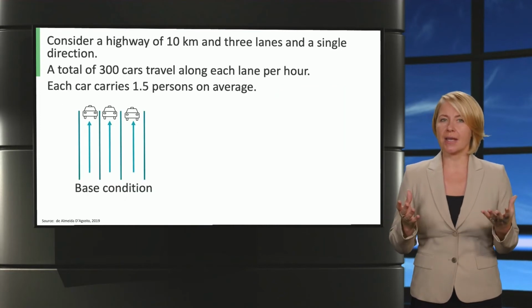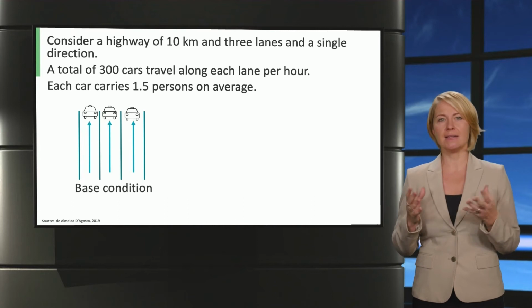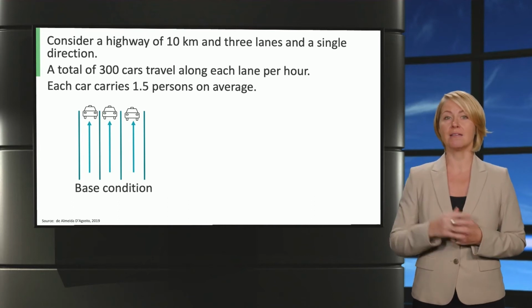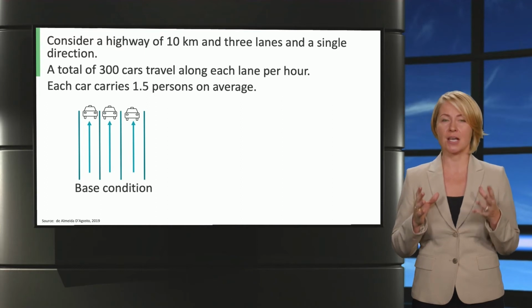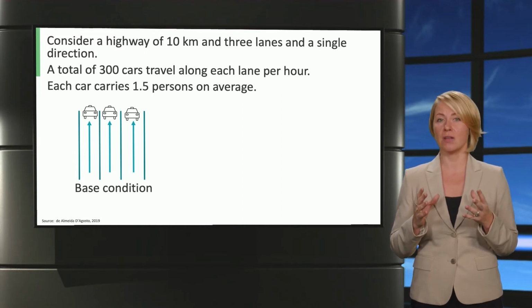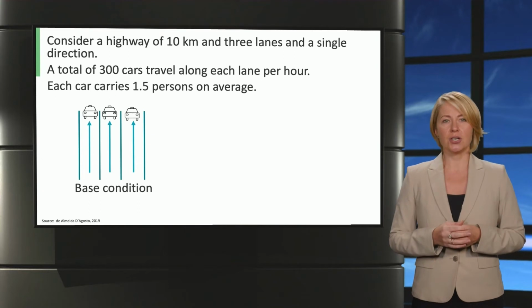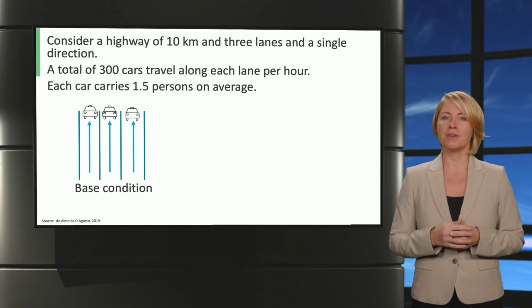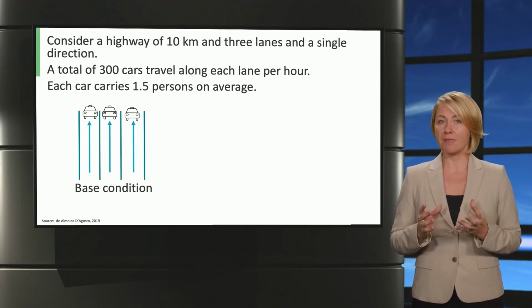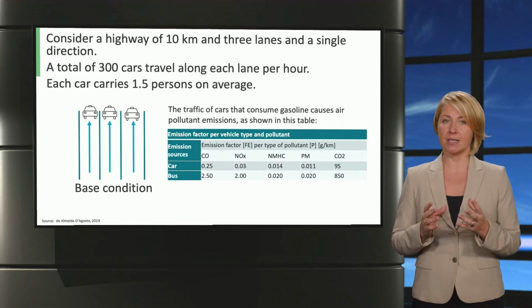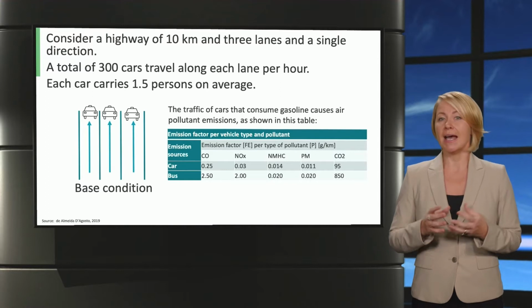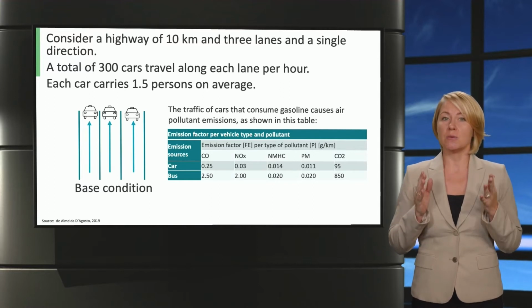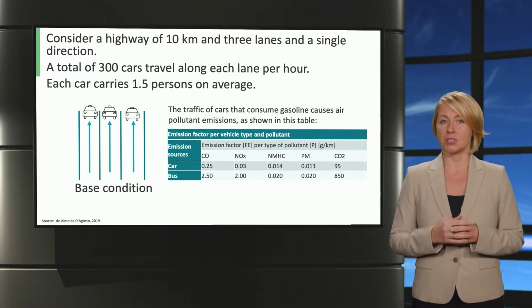Now, consider a highway of 10 kilometers in length that has 3 lanes in a single direction. A total of 300 cars travel along each lane per hour. Each car carries on average 1.5 persons. The traffic of cars that consume gasoline causes air pollutant emission, as shown in this table. And for that reason, we aim to minimize air pollutant emissions.